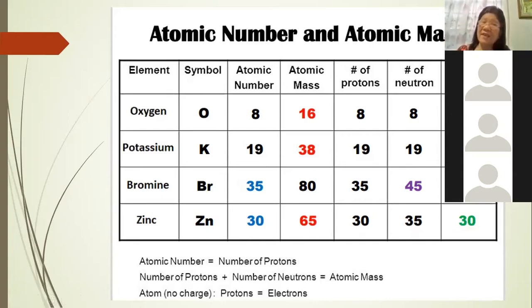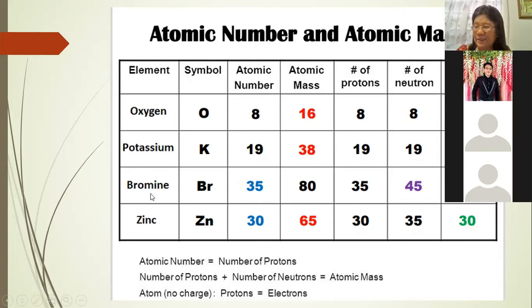As I have said, what will be the number of electrons and number of protons? That will be equal to the atomic number. Therefore, the number of protons is 19. Number of electrons is still 19. For the neutrons, you subtract the atomic number from the atomic mass: 38 minus 19, it's still 19. It doesn't mean they are all the same. It will differ, depending on the atomic mass minus the atomic number or the number of protons.